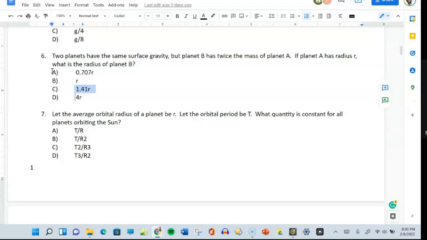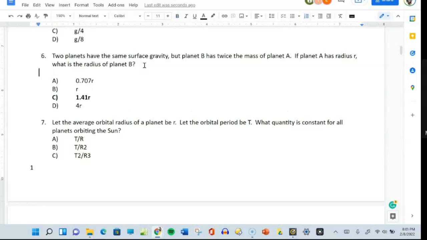In the old days when I first started teaching AP B, one of the things the kids would be asked to do is memorize the square root of 2 and the square root of 3. You don't have to do that anymore, because in the old days you weren't allowed a calculator. Two planets have the same surface gravity, but planet B has twice the mass of planet A. Okay, let's see. How do you do a problem like this?